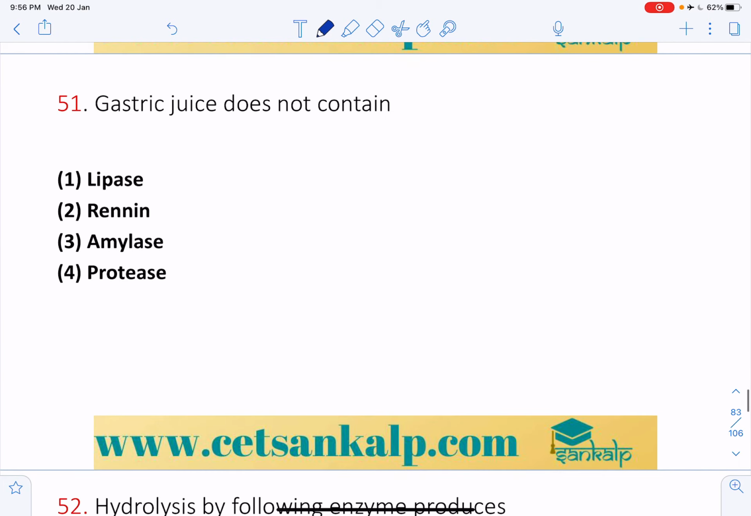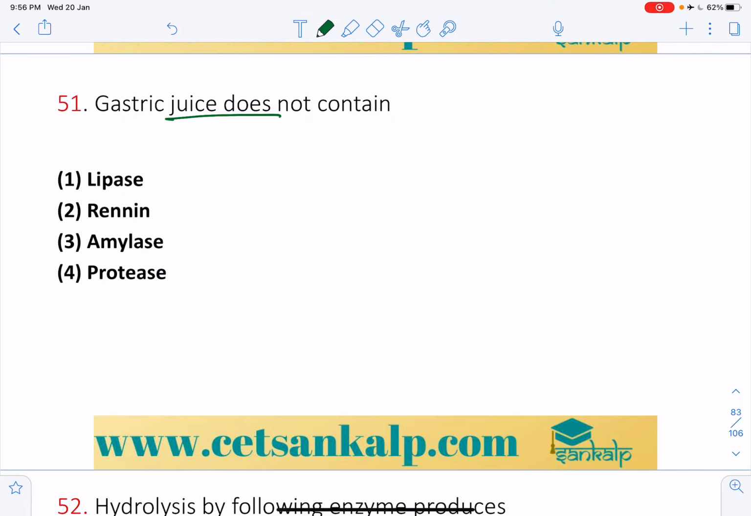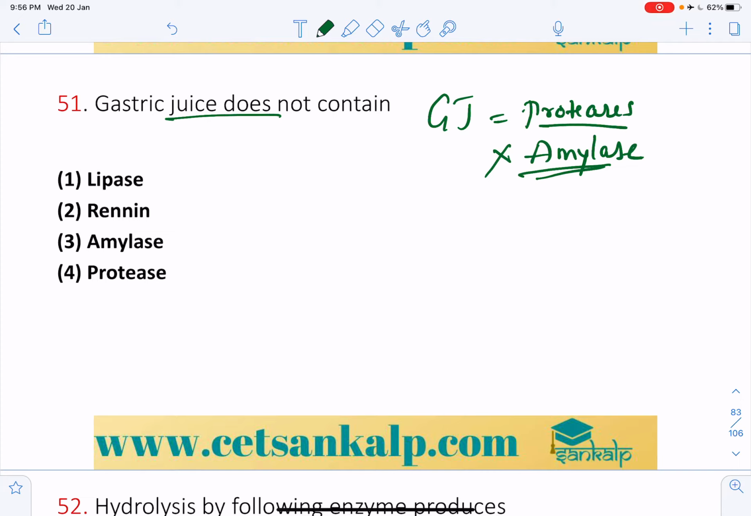Next, let us move on to the next question. Gastric juice does not contain... As we have mentioned, salivary amylase is the enzyme amylase which acts on carbohydrates and helps in carbohydrate digestion. Likewise, in the gastric juice there will be proteases which act on proteins, but no amylase. No carbohydrate digestion takes place in the stomach.